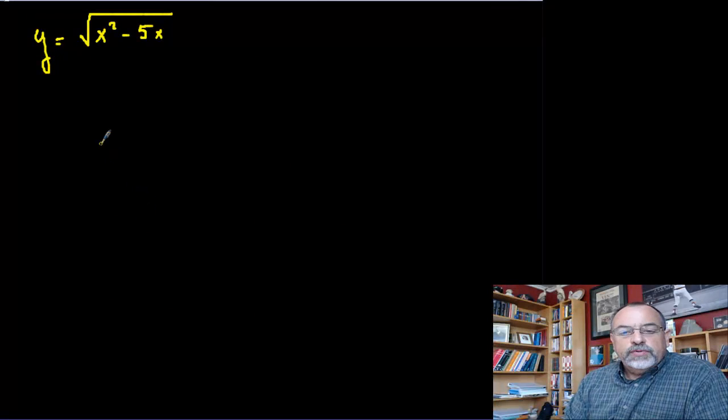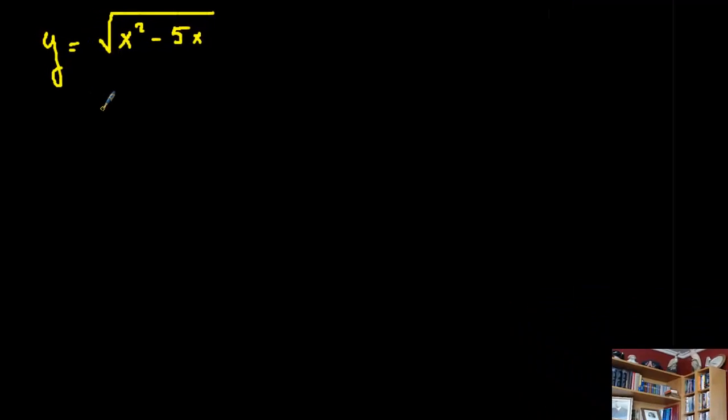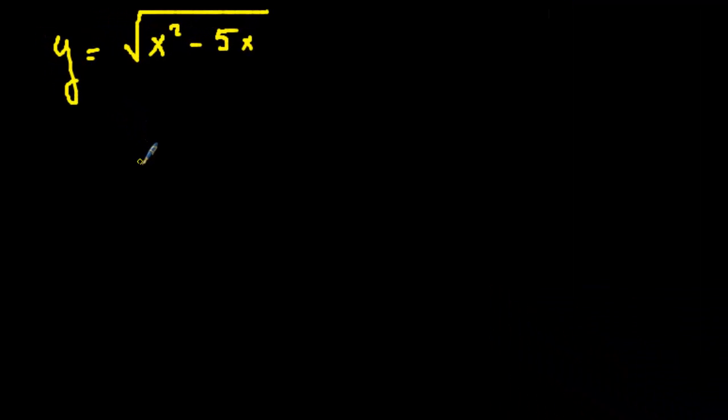So for this example, we have y is equal to the square root of x squared minus 5x. And we want to create, again, two functions, an f function and a g function, so that when we did f composed with g of x, we end up with y. Yeah, we want y to equal f composed with g of x. So we're going to substitute the g function into the f function.